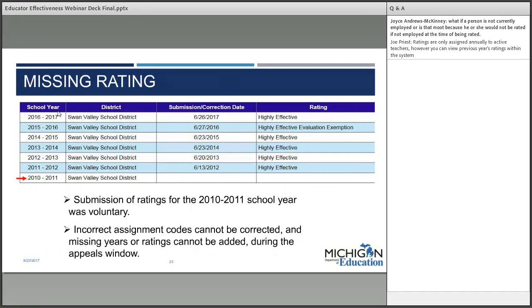You may or may not see a rating for the 2010-2011 school year, depending on whether or not the school district opted in for teacher ratings. And on this particular slide, that year is missing, which means that school did not opt in for the ratings in that year. Again, incorrect assignment codes or missing years or ratings cannot be added during the appeals window.